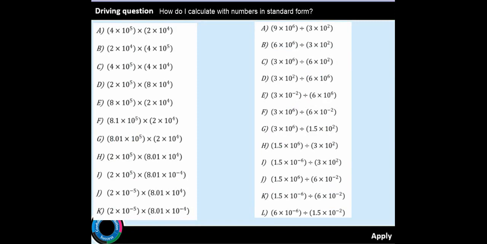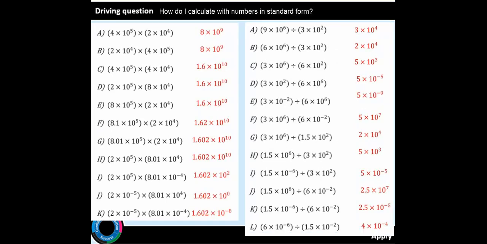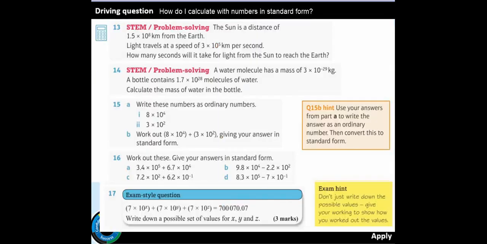Right, hopefully you've got to grips with that. Work through these questions. Pause the video while you do that and then press play for the answers. Now, try applying your new knowledge to these questions here. When you're ready, press play. I'll show you the answers, and then I'll go through the solutions to these questions, but only watch the solutions to the ones that you've got wrong.